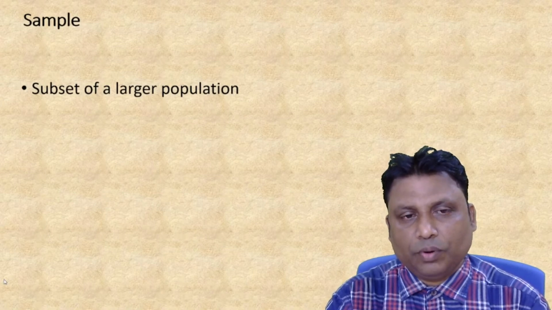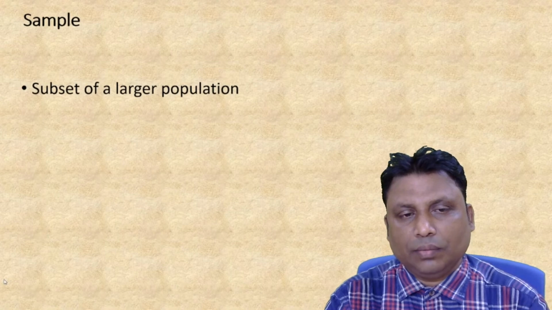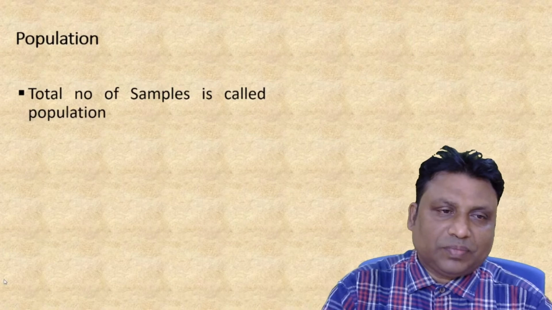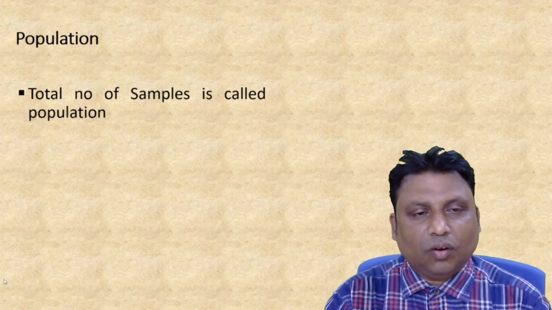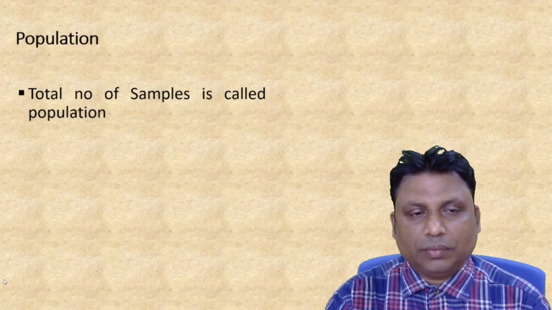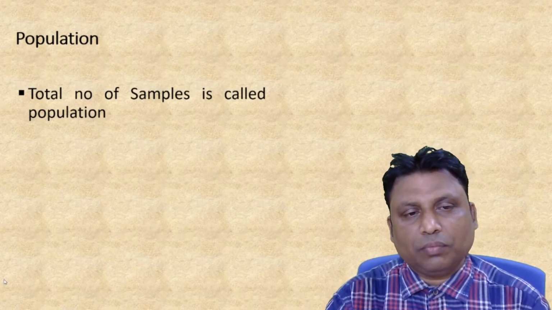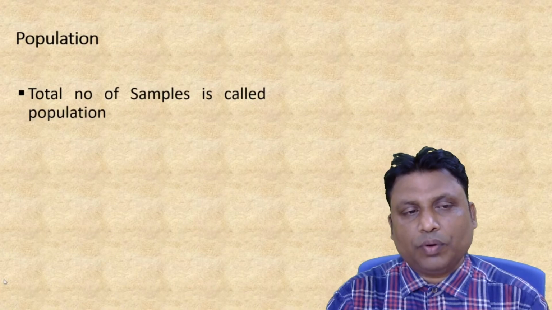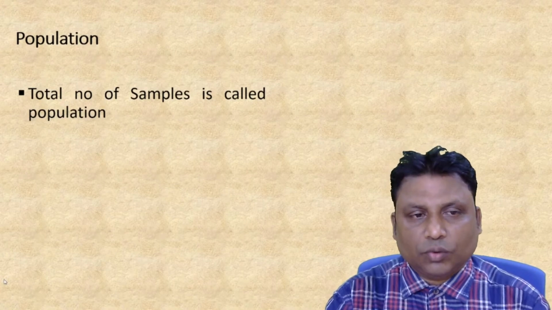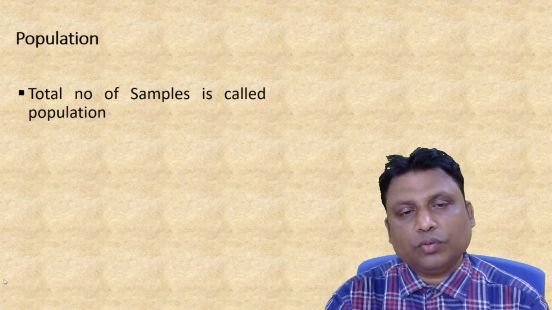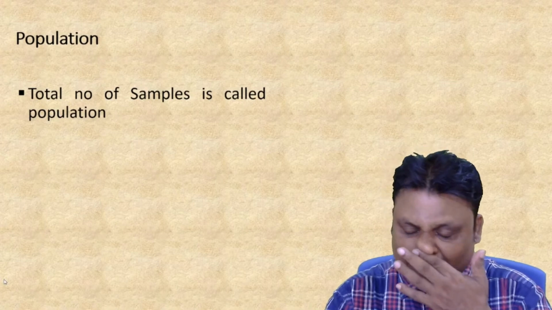So a sample is a subset. Some sample we have to collect from the larger population. Similarly, what is population now? The total number of samples is called the population, or the big group is called the population. That means the totality of the samples is called the population. We cannot say the sample is 10 or 20 or 30, but from the population we have to collect the sample. A population can be an infinite group, or sometimes a finite group.